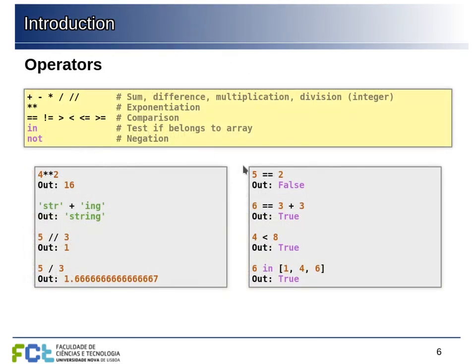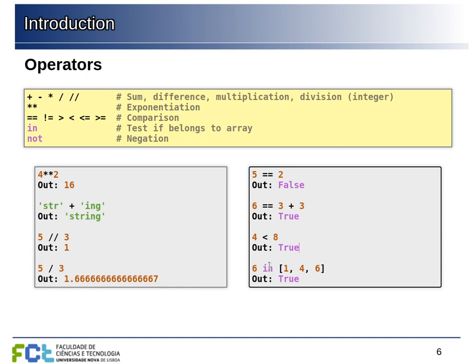If you use 2 equal signs, then you are asking the interpreter if the 2 values are equal. So in this case, they are not. This returns a false value. If they are equal, 3 plus 3 and 6, then it returns a true value. In this case, this is the less than comparison. So 4 is less than 8.